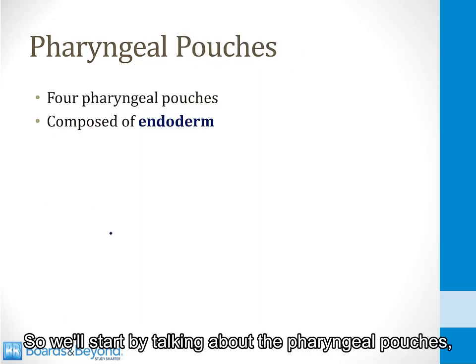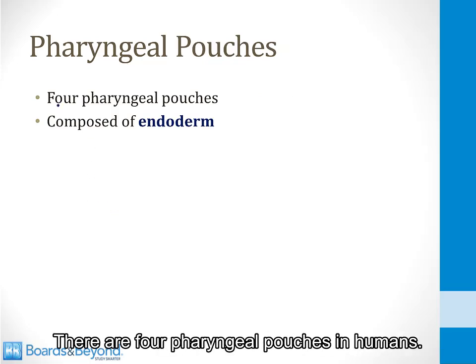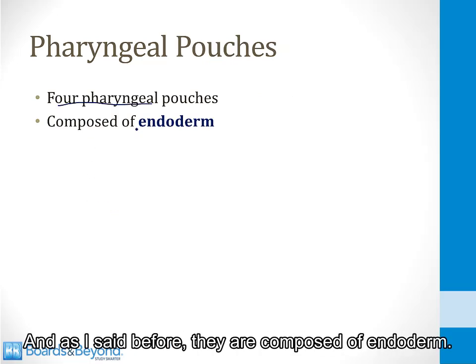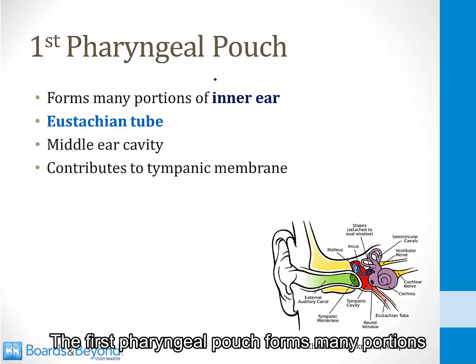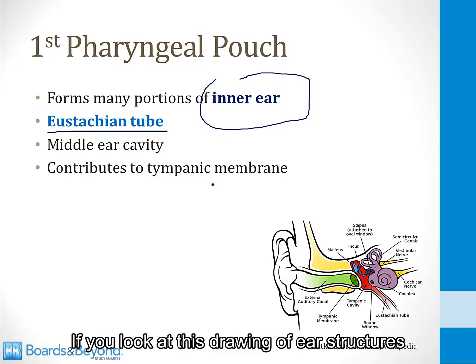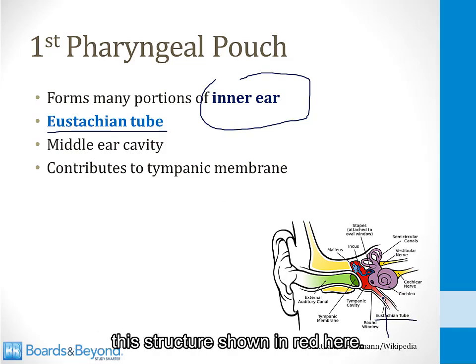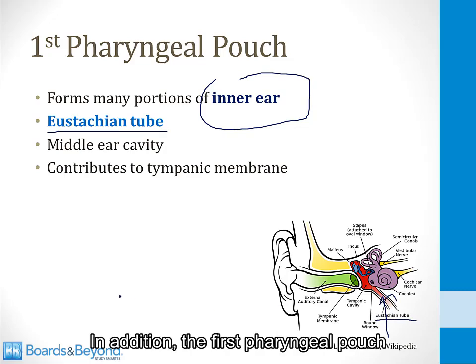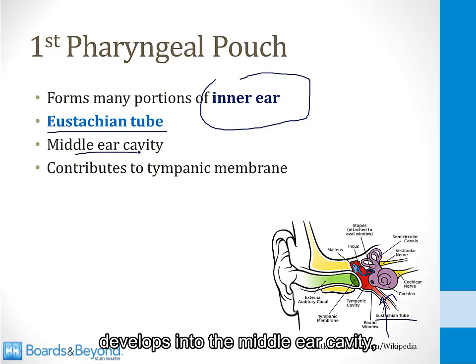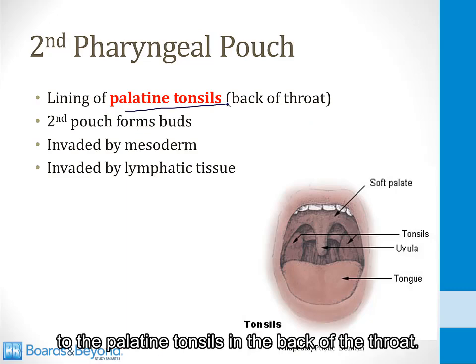So we'll start by talking about the pharyngeal pouches, which are those grooves that run through the middle of the embryo. There are 4 pharyngeal pouches in humans, and as I said before, they are composed of endoderm. The first pharyngeal pouch forms many portions of the inner ear, especially the eustachian tube. If you look at this drawing of ear structures at the bottom right side of the screen here, this is the eustachian tube. This structure is shown in red here. In addition, the first pharyngeal pouch develops into the middle ear cavity, and it contributes some components to the tympanic membrane.